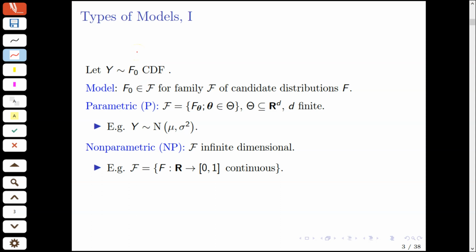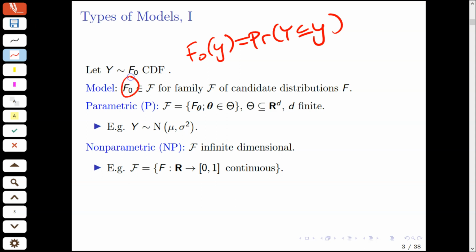function, F naught. Recall here that the CDF is defined as the probability that y is no more than some value lowercase y, as we trace out this lowercase y. Now by our model for F naught, we mean the postulate that F naught belongs to some family, this calligraphic F, of candidate distributions or candidate CDFs, F.